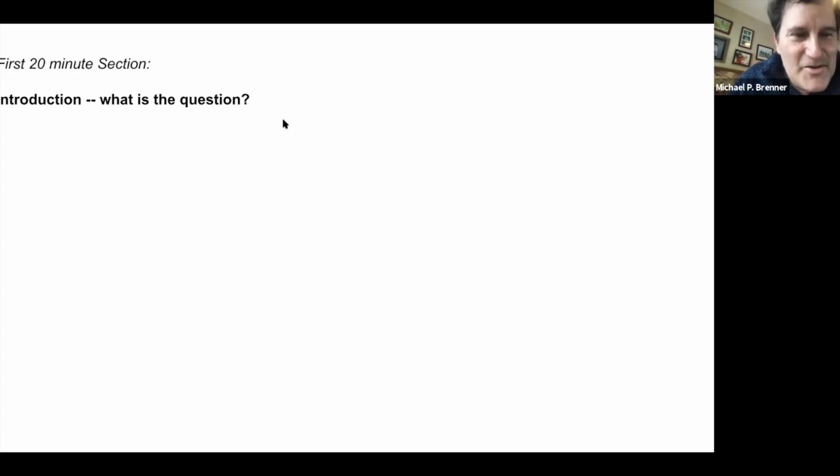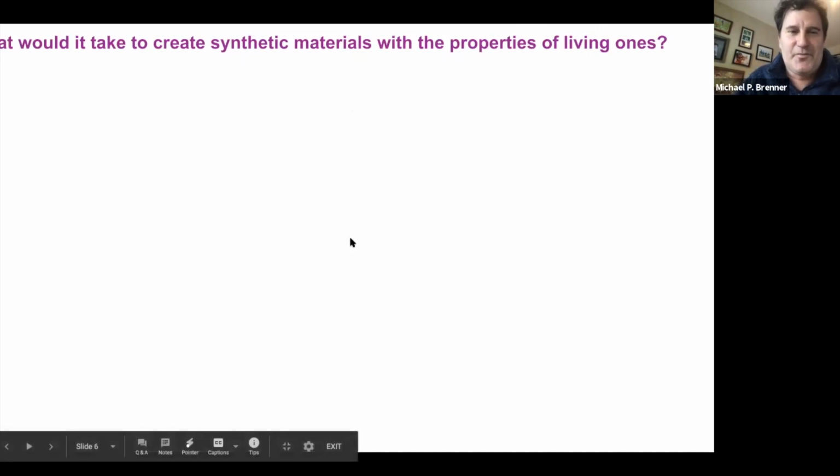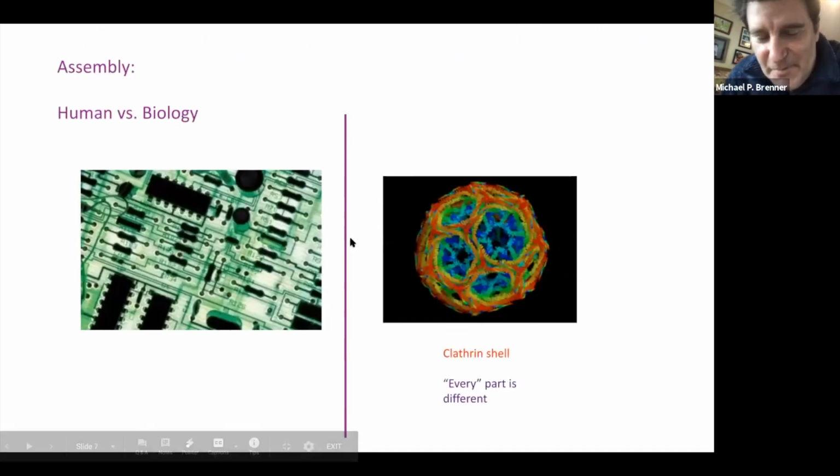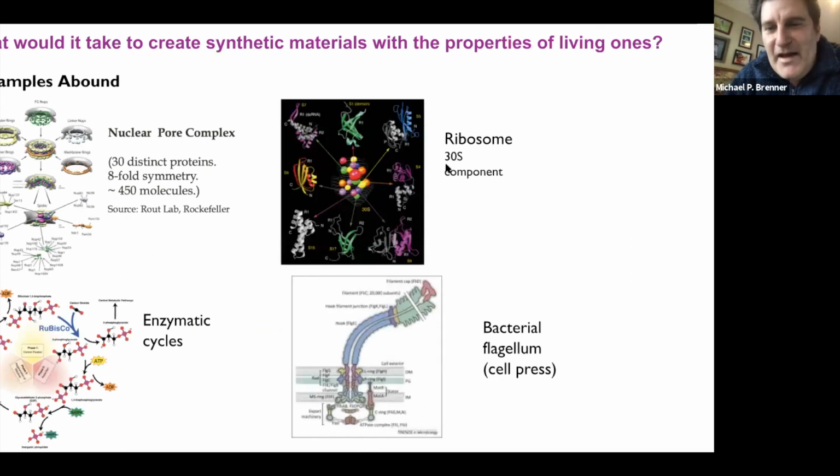Okay, so introduction. This is the usual nonsense, and the way it goes is this: what would it take to create synthetic materials with the properties of living ones? And there's the obligatory picture that you're supposed to put up, which says that humans are sort of dumb. We have to place things where they go, whereas biology is smart, right? Things self-assemble into functional components, and you look at biology, and there are all these examples.